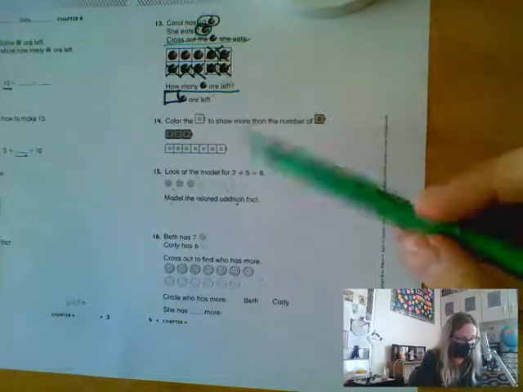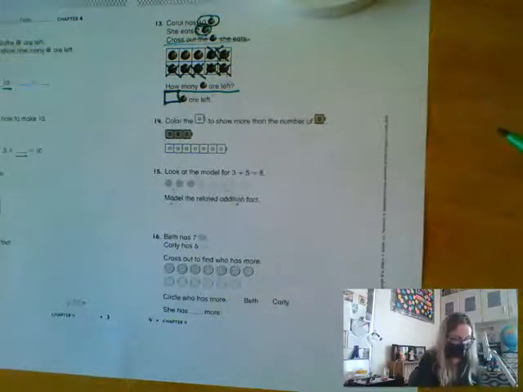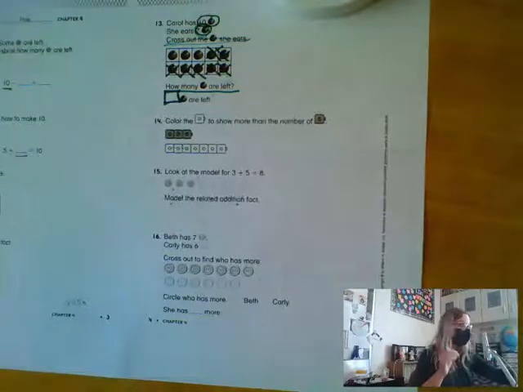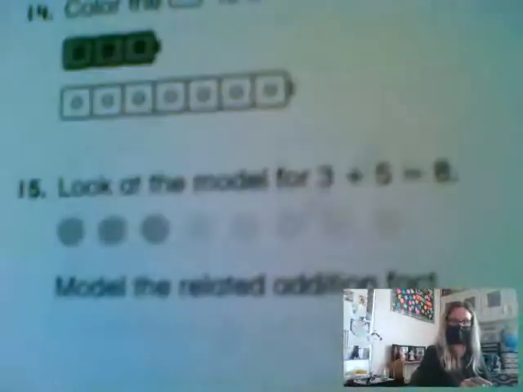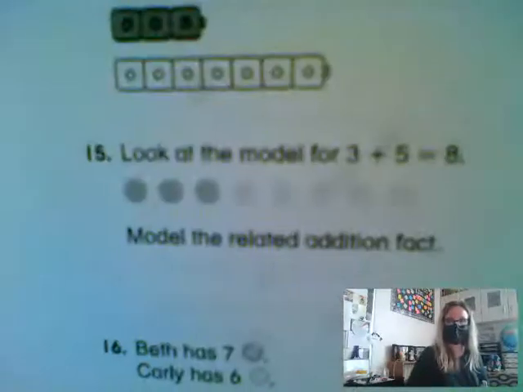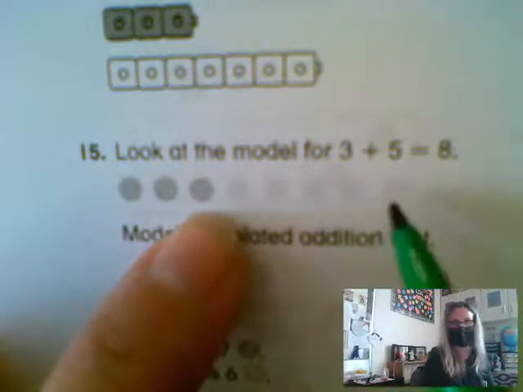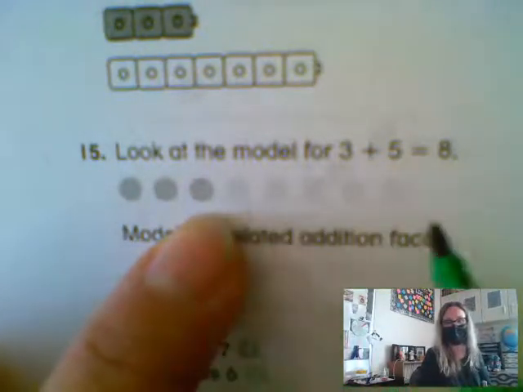Number 15. It says, look at the model for 3 plus 5. It's really hard to see. You got to look really close. Let me zoom in here. Oh, come on, camera, don't fail me now. Okay, if you look really closely, there are 3 gray ones, 1, 2, 3. And then do you see the 1, 2, 3, 4, 5? They're really light gray. Okay?